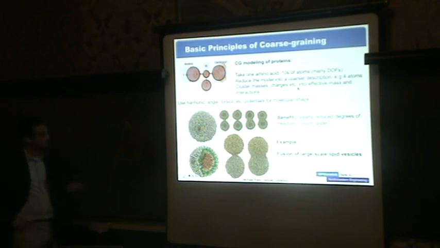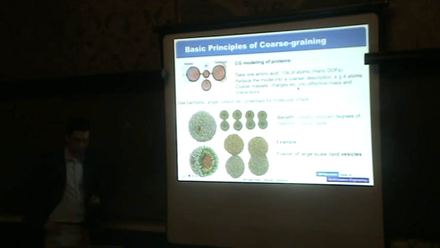One of the applications I think is interesting is fusion of large-scale lipid vesicles. These vesicles are found in biology, and these fusion effects are very important for biological processes. But each of these vesicles can be up to a micron in size, so this is impossible to do with all-atom models. This is why we try to do coarse graining.